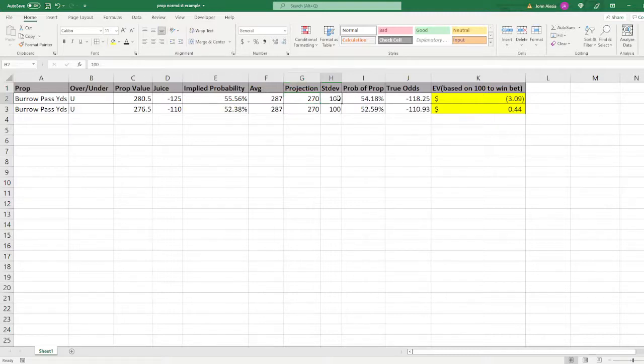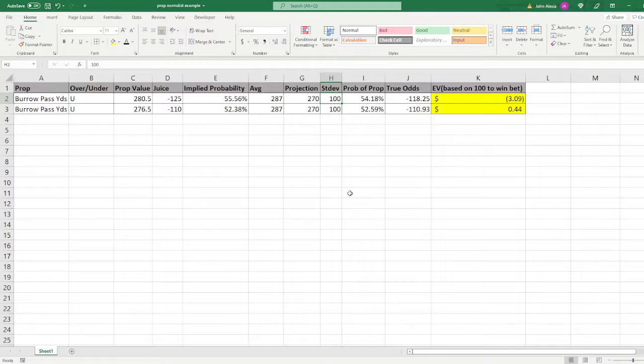Now, the standard deviation is calculated based on the statistics for Burrow this season. I'm not going to show you how to do standard deviations. You can ask down in the comments, and I'll be happy to help you, of course, in Discord, if you're unfamiliar with it. But Burrow's passing yardage has a standard deviation of 100 yards this year.